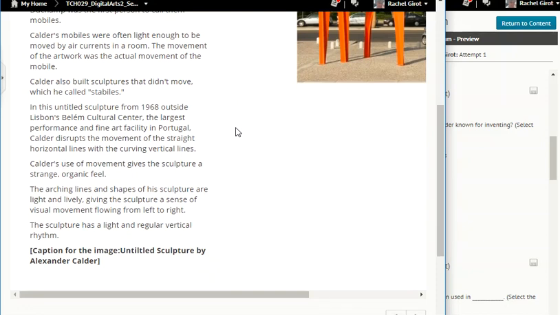Calder also built sculptures that didn't move, which he called stabiles. In this untitled sculpture from 1968, outside Lisbon's Belém Cultural Center, the largest performance and fine art facility in Portugal, Calder disrupts the movement of the straight horizontal lines with the curving vertical lines. Calder's use of movement gives the sculpture a strange organic feel.